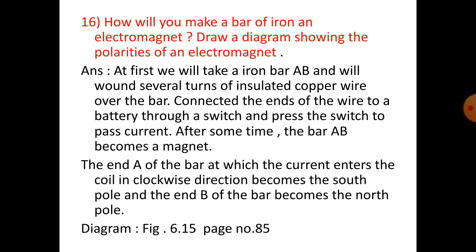The end A of the bar, at which the current enters the coil in clockwise direction, becomes the south pole and the end B of the bar becomes the north pole. Diagram is given in figure 6.15, page number 85.